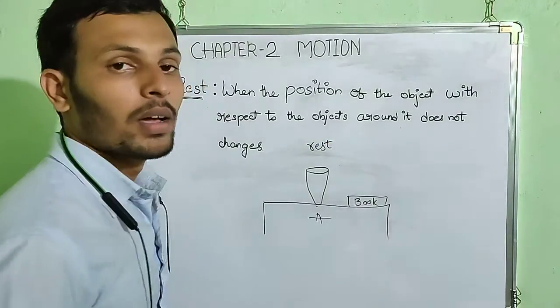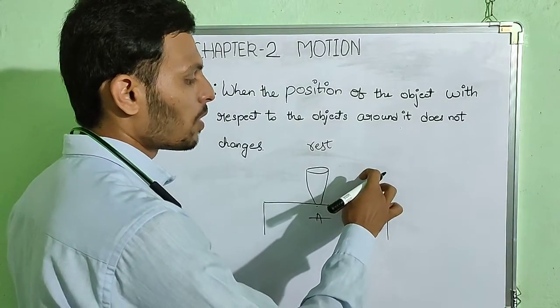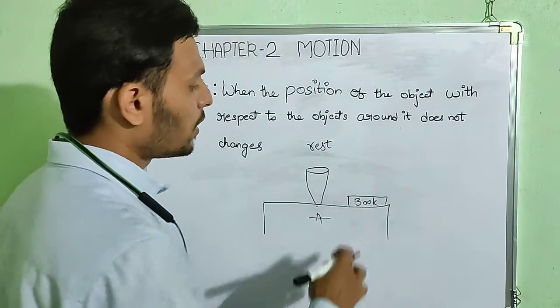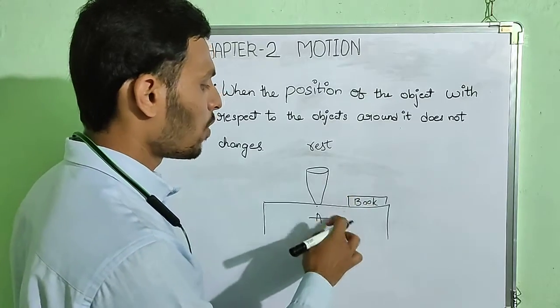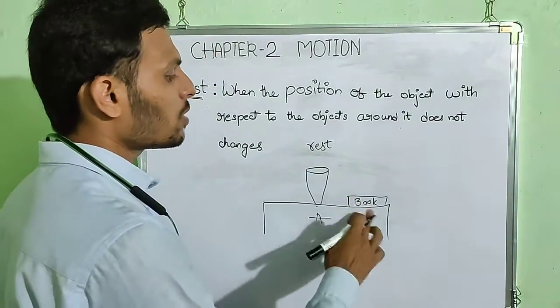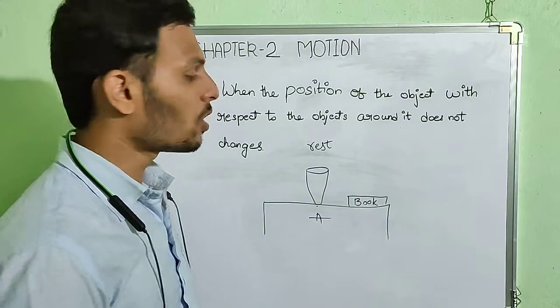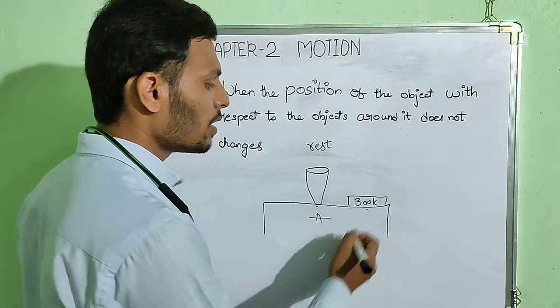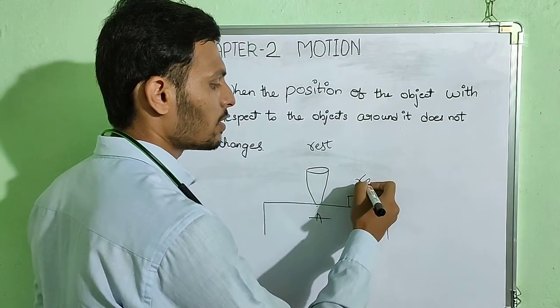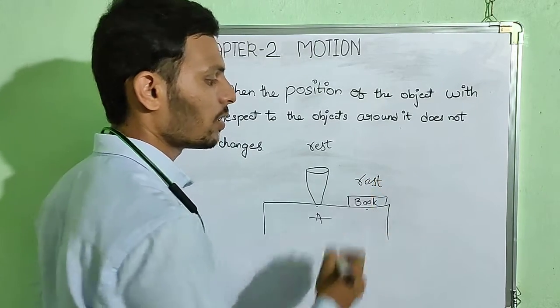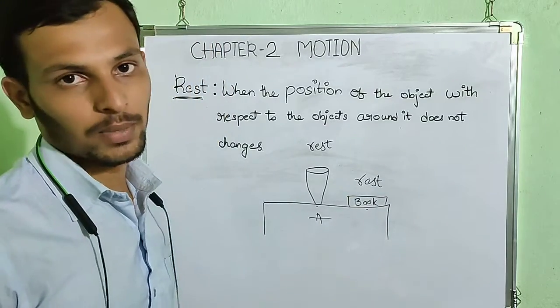Similarly for the book, if my observing point is on the book, with respect to the glass and table, which are the surrounding objects of the book, it is not changing its position. It is at the same position. So I can say that the book is at rest.